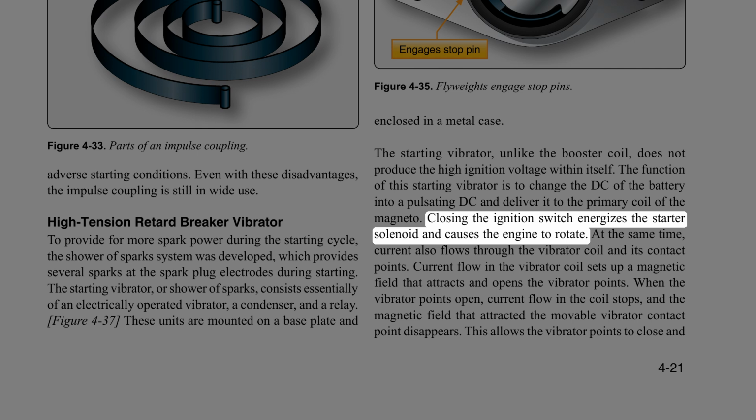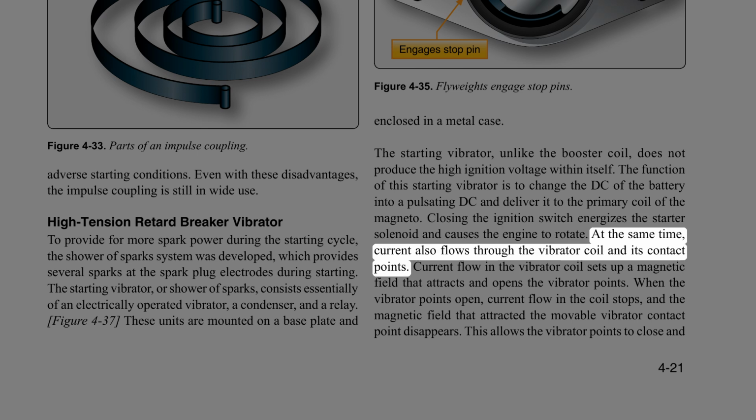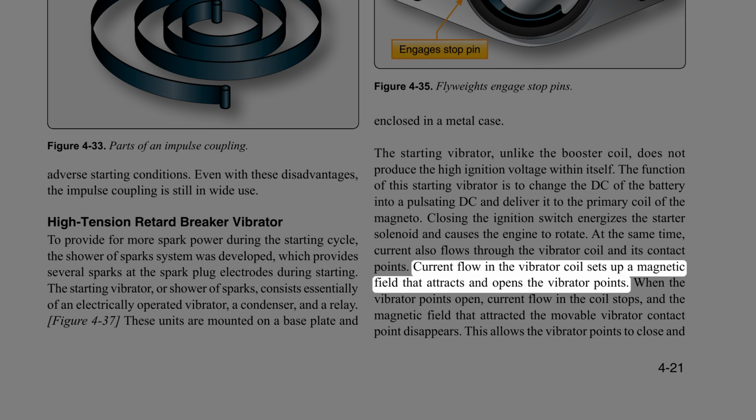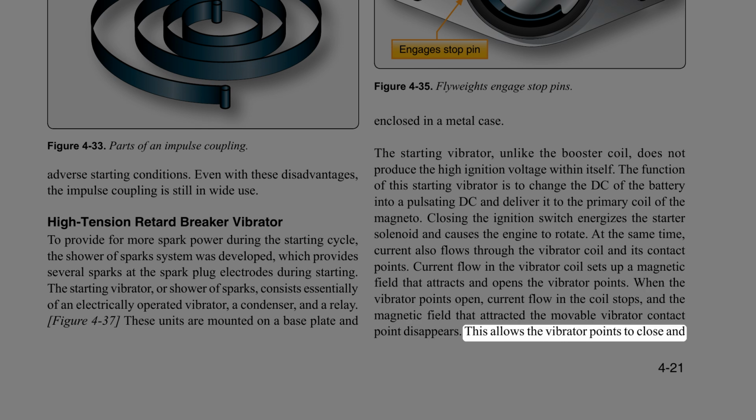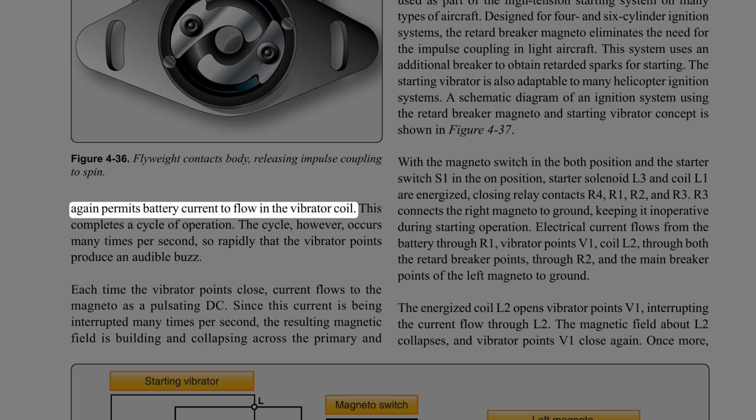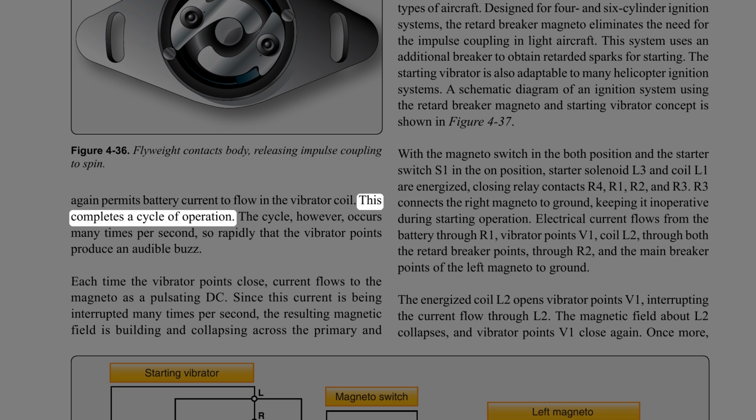Closing the ignition switch energizes the starter solenoid and causes the engine to rotate. At the same time, current also flows through the vibrator coil and its contact points. Current flow in the vibrator coil sets up a magnetic field that attracts and opens the vibrator points. When the vibrator points open, current flow in the coil stops, and the magnetic field that attracted the movable vibrator contact point disappears. This allows the vibrator points to close and again permits battery current to flow in the vibrator coil. This completes a cycle of operation.